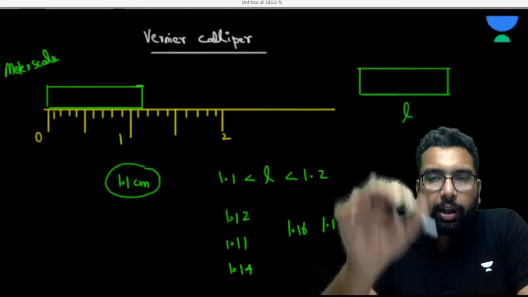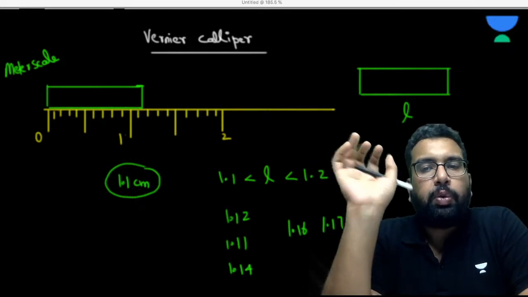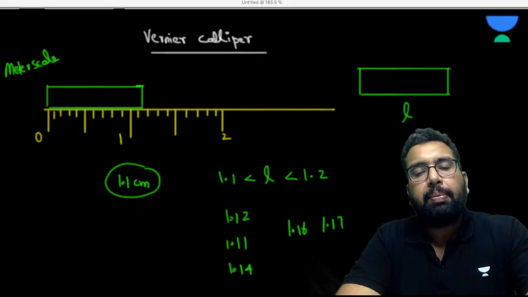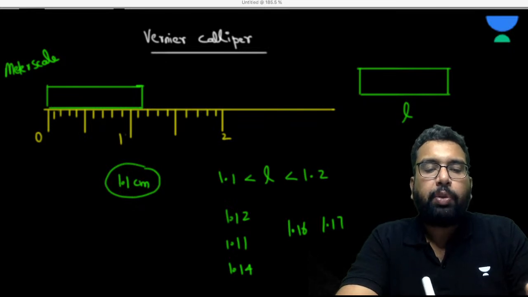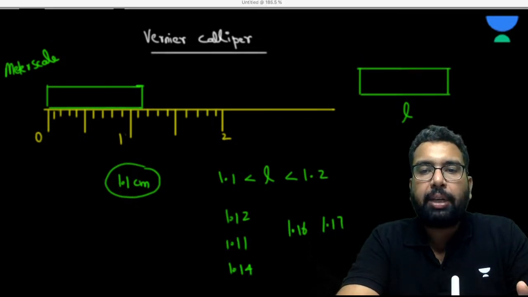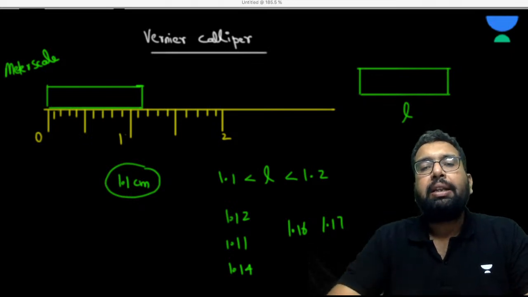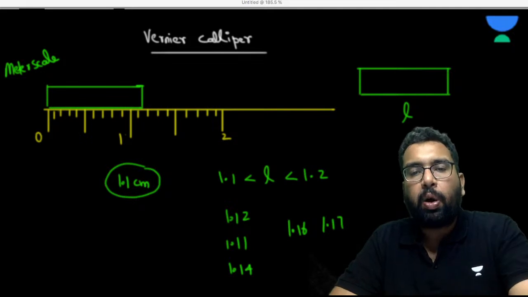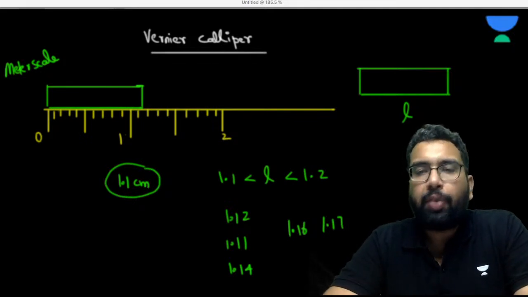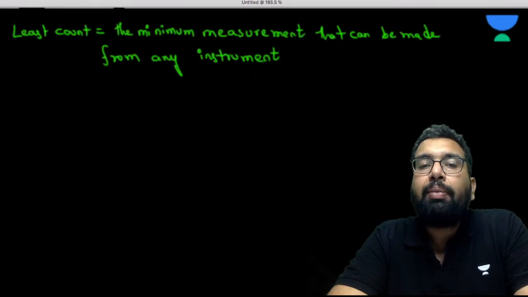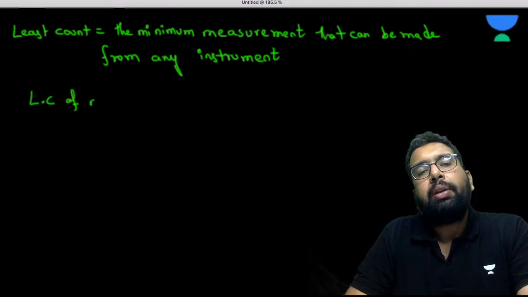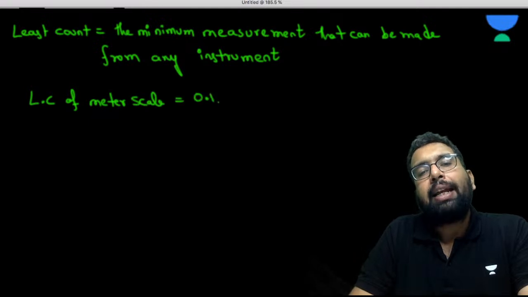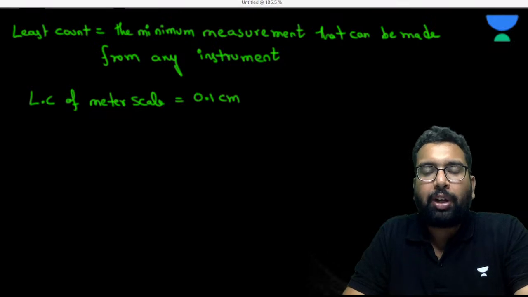So, sir, each division is equal to 1 mm. So each division is 1 mm, right? When each division is 1 mm, it means that the minimum measurement that you can do from a meter scale is 1 mm. You cannot measure anything below 1 mm. So the least count of the meter scale is going to be 1 mm, and I can obviously write 1 mm is equal to 0.1 centimeter.